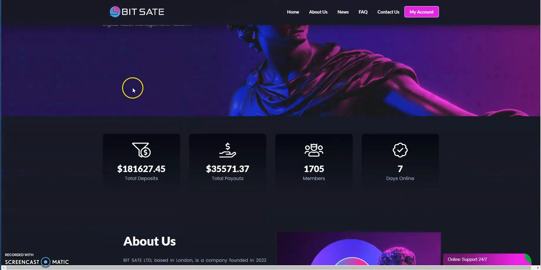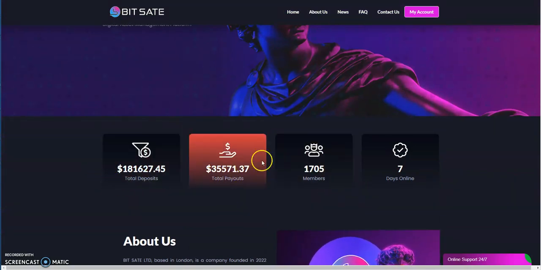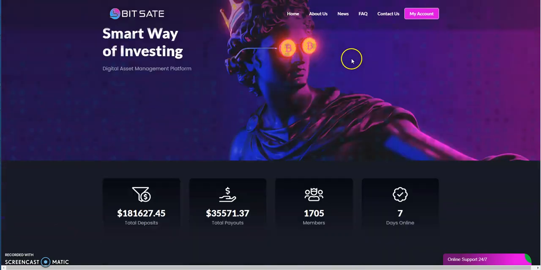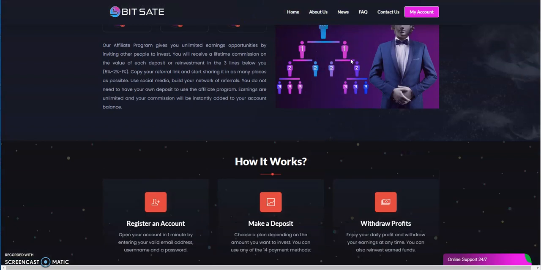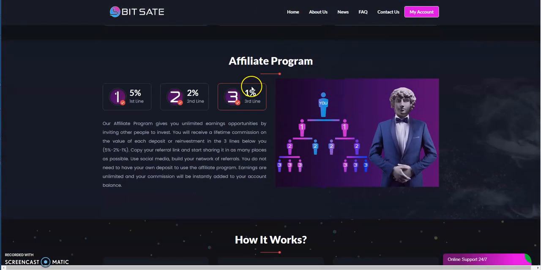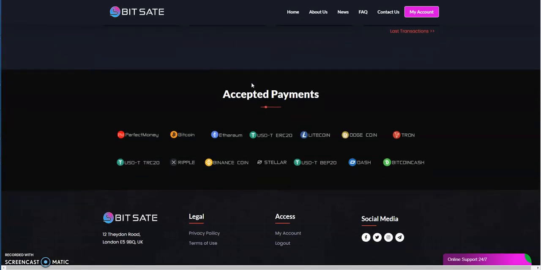So Bitsate's been online 7 days now: 181,000 in, 35,000 out. That's Bitsate. With the variety of plans here, 6%, 7%, 8% plans, depending on what you put in and what you can get out of it. This is all the different cryptos, right? We talked about that. So I did a withdrawal in Bitsate.